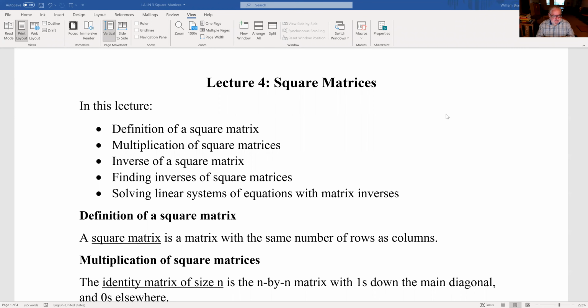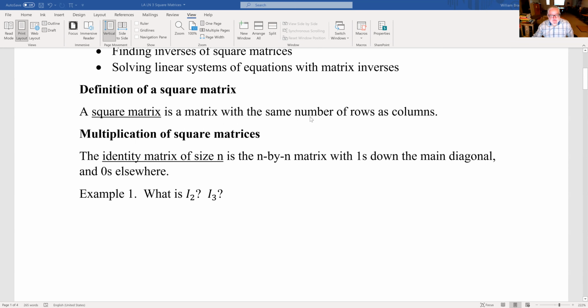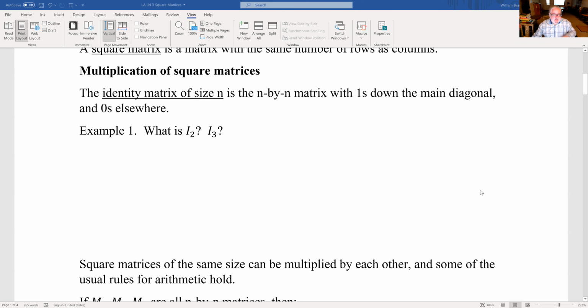Okay, so square matrices. We'll define what a square matrix is. We'll talk about multiplication of square matrices and then inverses. Non-square matrices can't have inverses. So a square matrix is a matrix that's got the same number of rows and columns.